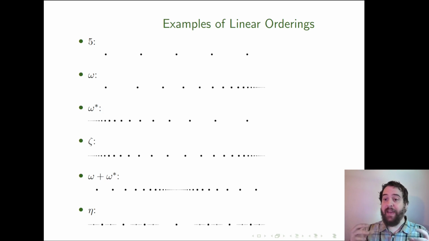And finally, we have eta, which is the linear ordering corresponding to the rational numbers. I've drawn this a little bit strangely, but I really wanted to capture the idea that between any 2 points, there's another point, and there's no largest and smallest point. So this is how I've chosen to represent that.